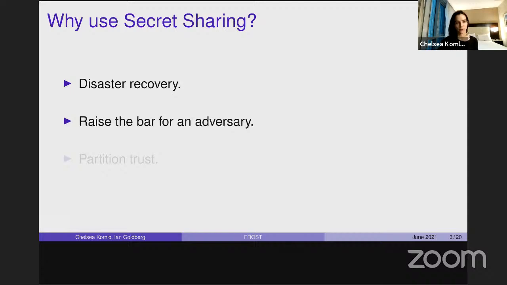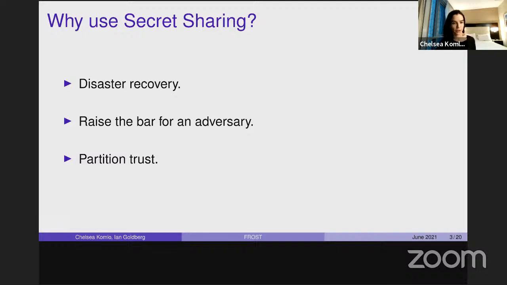Another reason secret sharing is useful is because it raises the bar for an adversary. Again, if a secret is only on one machine and an adversary compromises that machine, then your secret is lost forever. However, if it's partitioned among a set of machines, then it's harder for an adversary to compromise all of those machines. And finally, a reason secret sharing is useful is to partition trust. Secret sharing requires the cooperation among a set of participants in order to do something that's trusted. That might be accessing a secret, or issuing a signature.